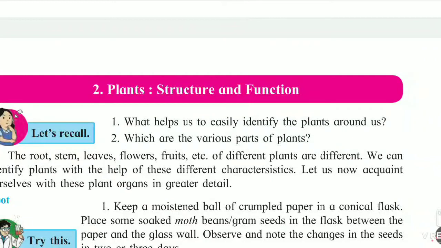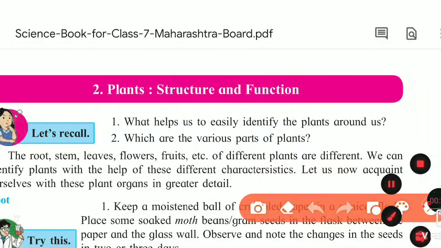This is the second lesson of our science. The name of the lesson is plant structure and function. So, first of all, we will recall what helps us to easily identify the plants around us. From which structure do we understand that this is a plant?